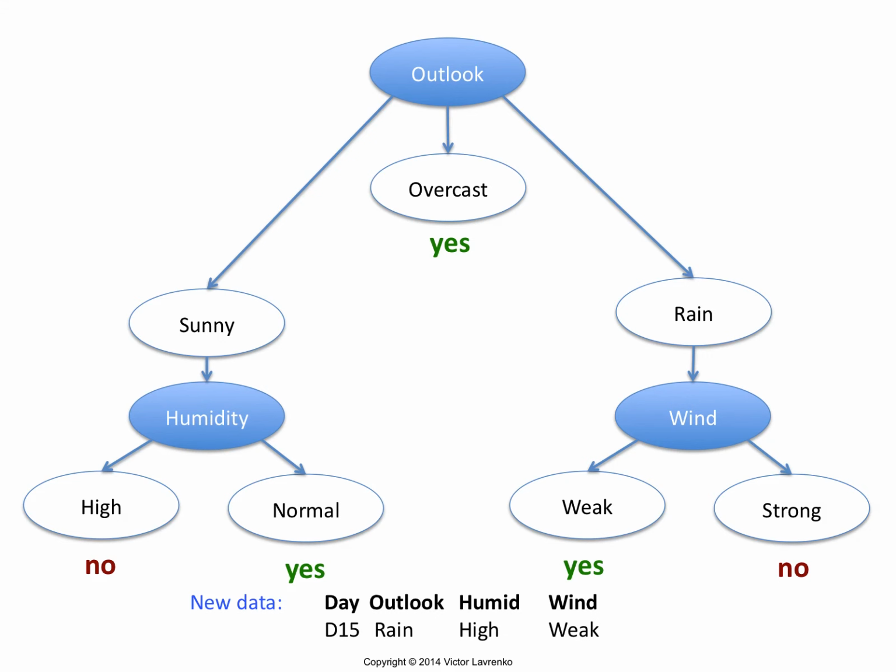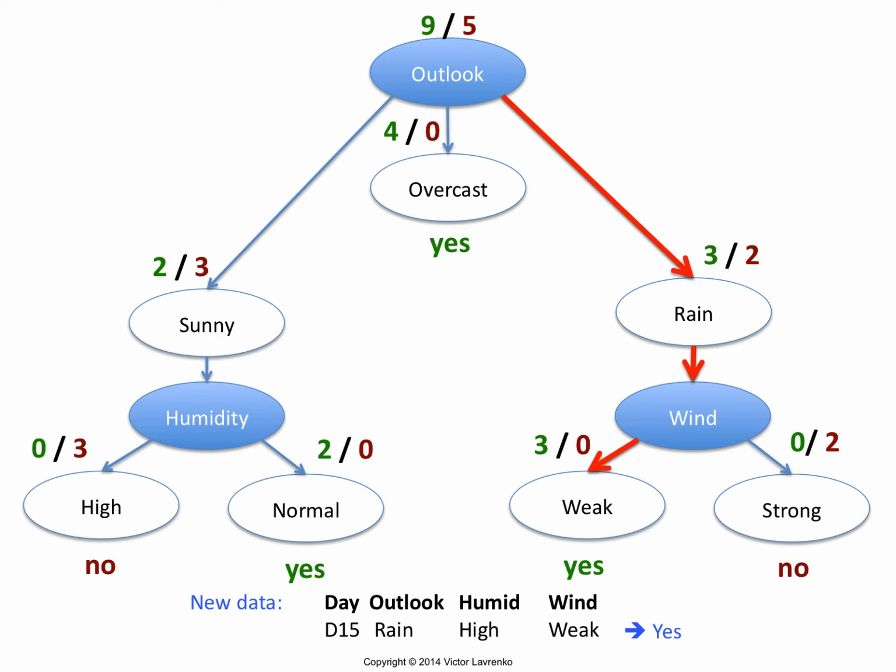So then we get our new data point, day 15. It was rainy, humid, and not much wind. So to get a prediction for day 15, we just see which branch of the tree that we've built it falls into. It was rainy, so we go to the right branch, and then we look at the wind. The wind was weak, so we end up in this branch, and we would predict that yes, John would play on this particular day.